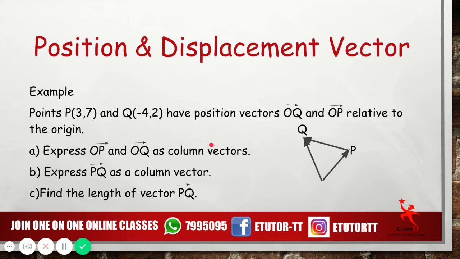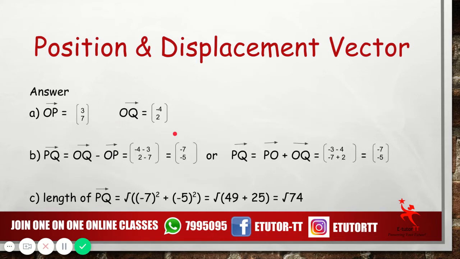So you see they gave you P is (3, 7) and Q is (negative 4, 2). So what we do for A is just put that in column form. X goes on top, Y goes below. So vector OP equals (3, 7). Vector OQ equals (negative 4, 2).